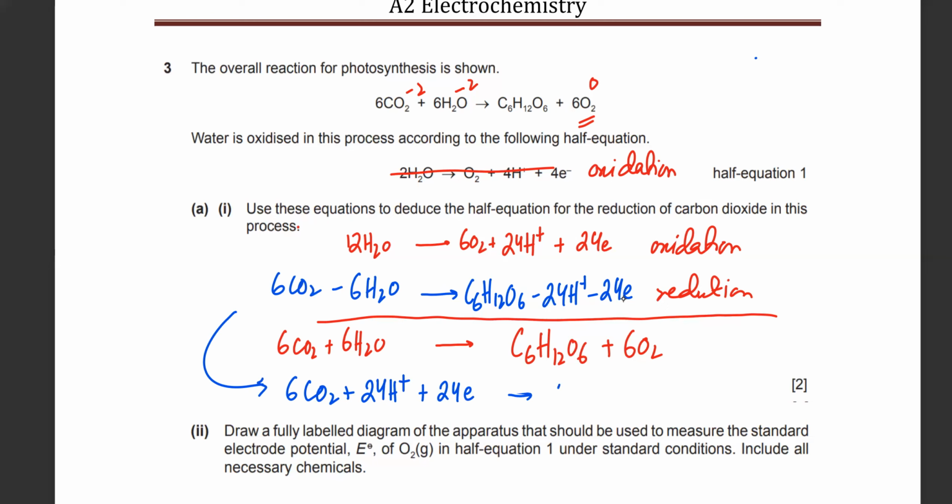Yes. And on the other side, it's going to be glucose, C6H12O6. And minus 6H2O, take it to the other side, that's going to be plus 6H2O. So you finally managed to make the final equation.